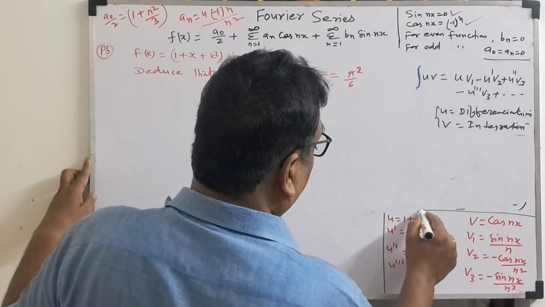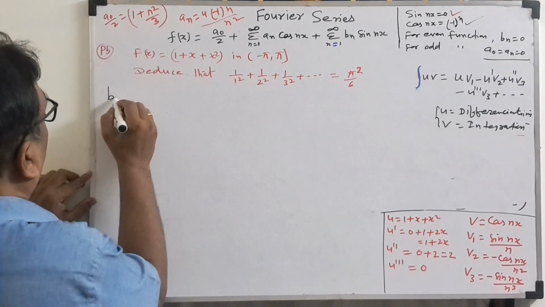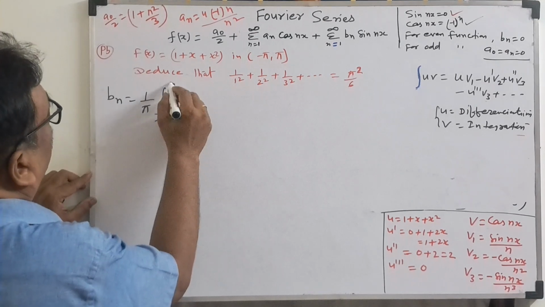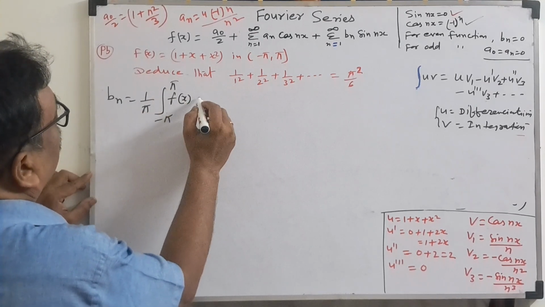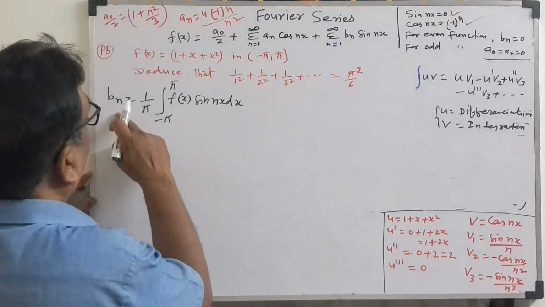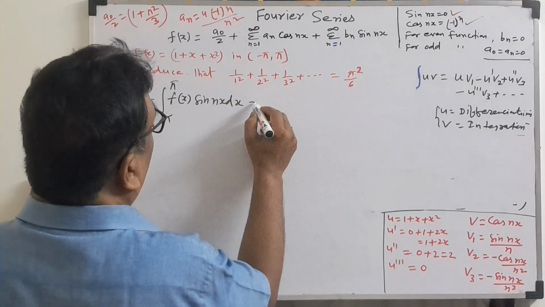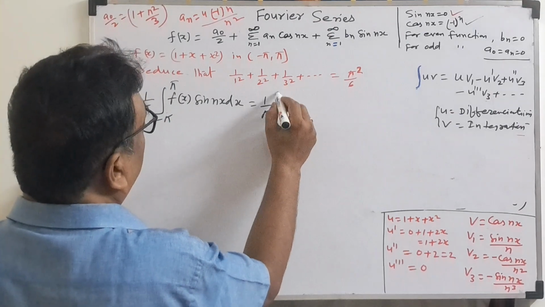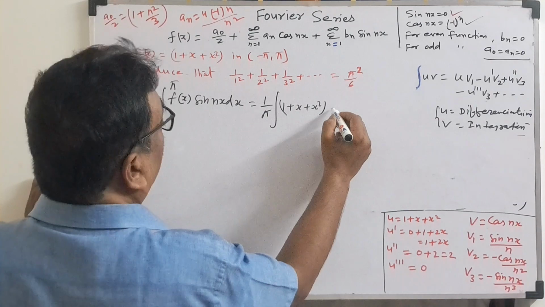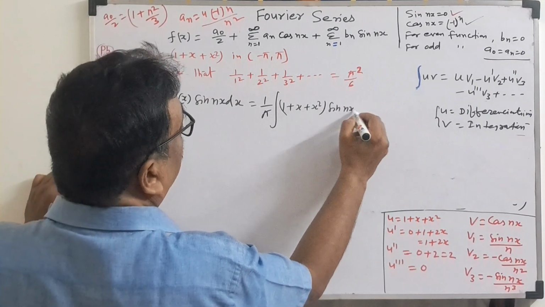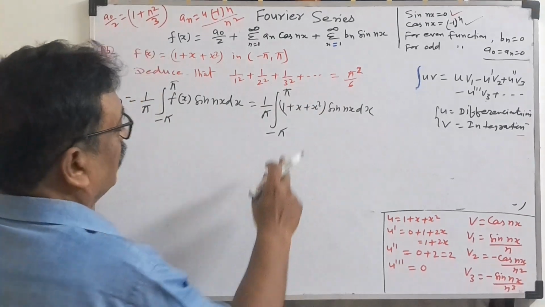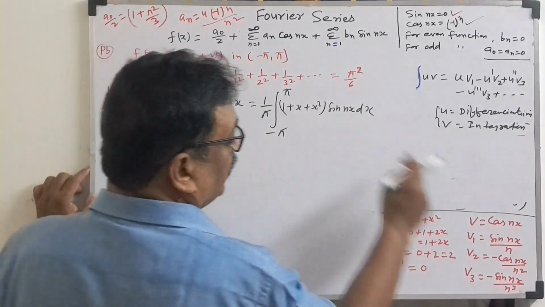So what will we write here? bn is equal to, again, another Fourier coefficient. Same method: 1 by pi, integral from minus pi to pi of f(x) sine nx dx. What is the f(x) here? 1 plus x square, sine nx dx, from minus pi to pi. Now look here, u is the same, v changes.